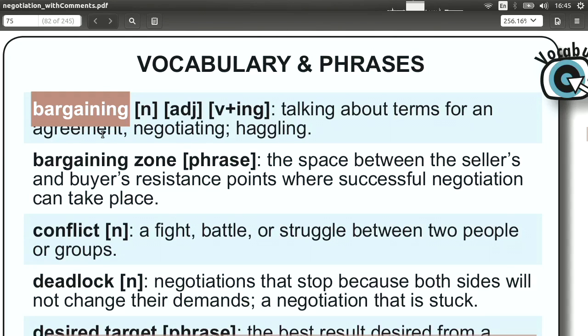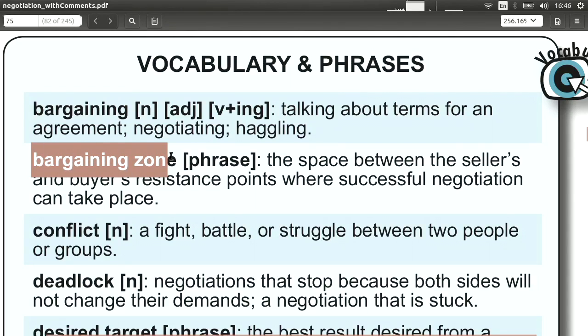Now, you can use this in your negotiation by just telling the other side, I would like to begin bargaining, or our bargaining has gone on too long, or when can we wrap up this bargaining? Now, inside this chapter, there are some core ideas. We're getting a little bit deeper into the negotiation concepts now.